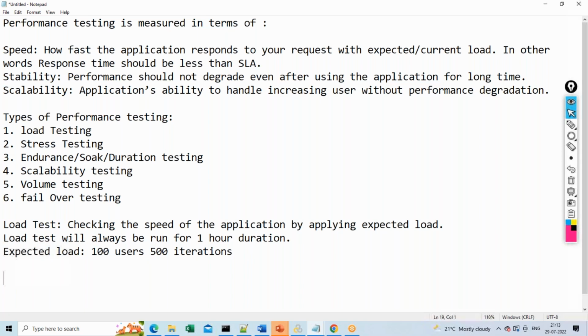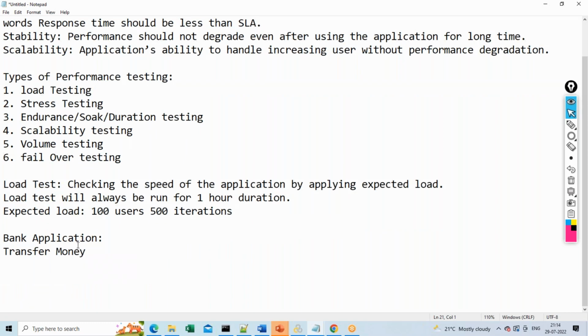What is an iteration? Yesterday I told you, for a bank application, what are the critical scenarios we discussed? Transfer money is one critical scenario, download statement is another critical scenario, and paying a credit card bill is another critical scenario. Let's say you take one scenario now. Let's say transfer money is one critical scenario. In this transfer money, what are the steps that are involved?